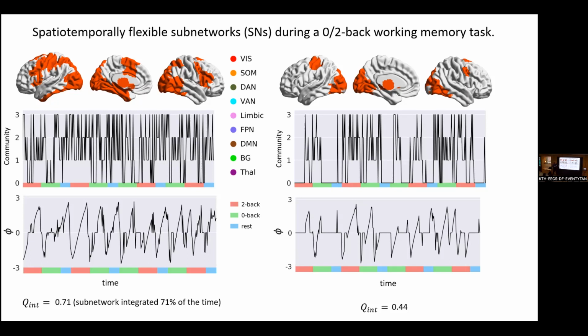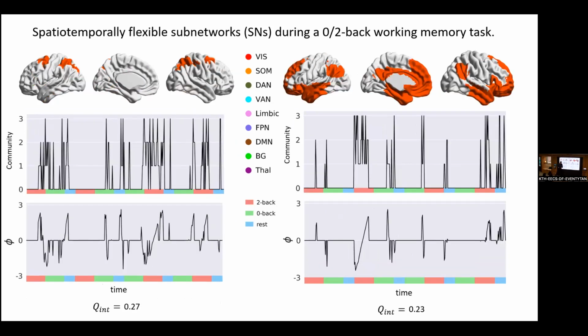Another one is over here, which shows the motor cortex combined with the visual cortex. It's integrated only 44% of the time. And you also get more networks which are more fleeting. This is the posterior parietal cortex coupled with the frontal eye fields, 27% of the time. And here you might recognize the default mode network, which is not very much connected at all during the working memory task.